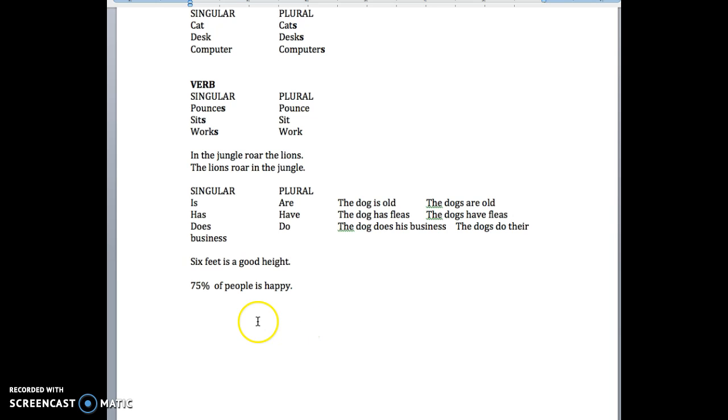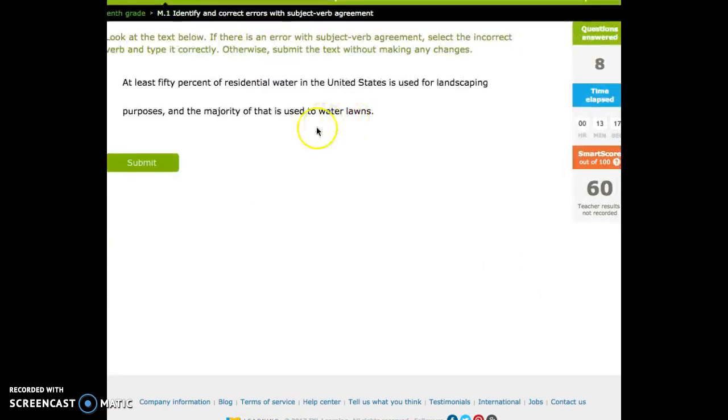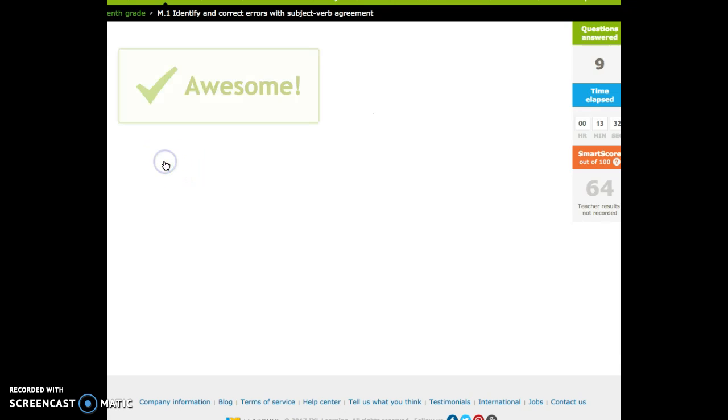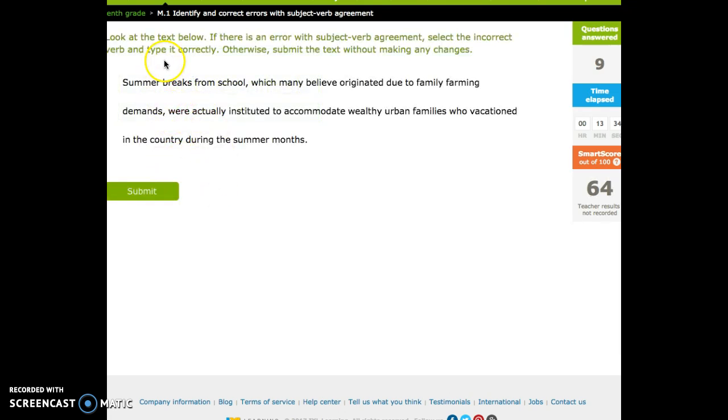But in that example, you wouldn't, because you're conjugating it for people now. The people is now the subject. The word people is now the subject, okay? All right. And there's a great example. 50% of residential water is used. Okay. Summer breaks from school.